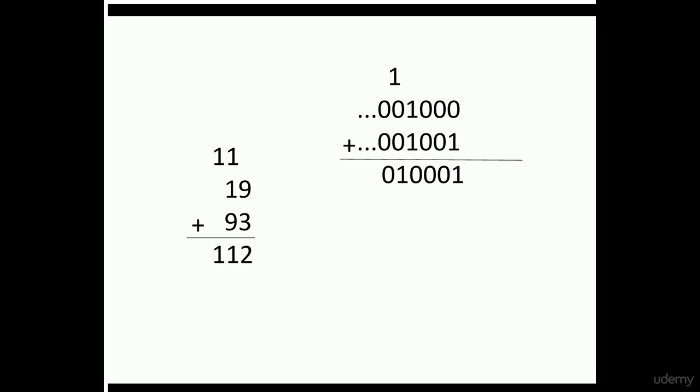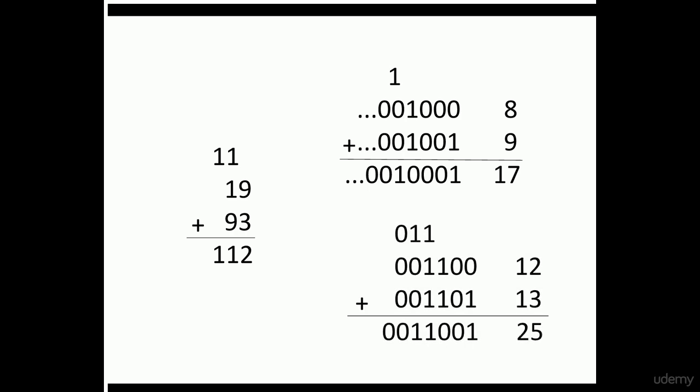In order to convert 10001 back to 17, remember it's 1 in the 16s column plus 1 in the 1s column, or 17. Let's look at a different set of numbers that shows both variations of carrying numbers. 12 plus 13 is 25. Let's do this column by column. 0 plus 1 is 1. 0 plus 0 is 0.